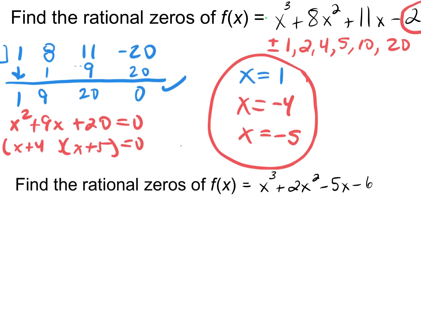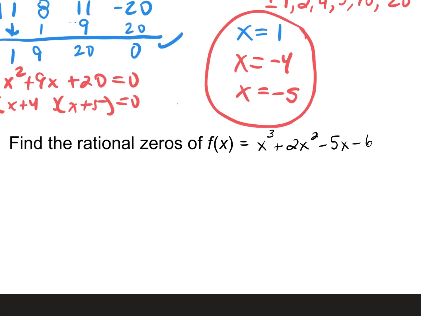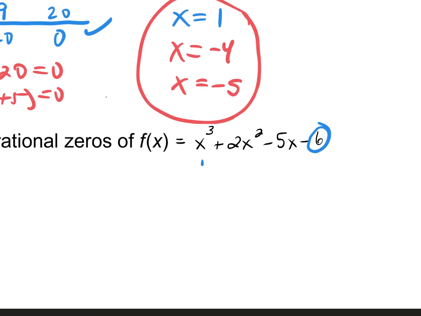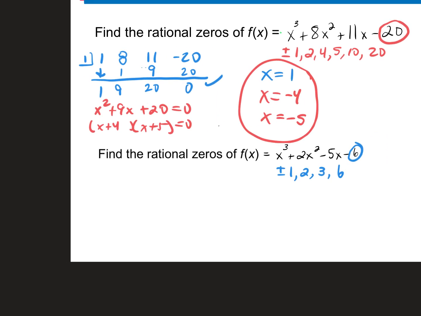All right, 4 terms. What should we try and do first? Group. Maybe you happen upon one that actually works. This one doesn't, so we'll just pretend. So what is the process here? I look at the last term. What are the factors of 6? 1, 2, 3, and 6, right? Account for plus and minus. I'm going to just start with 1. I need to find my remainder of 0, and then I know it's a factor.